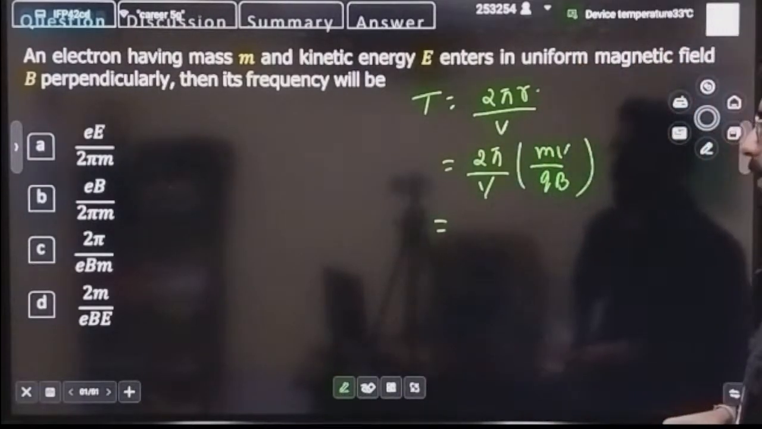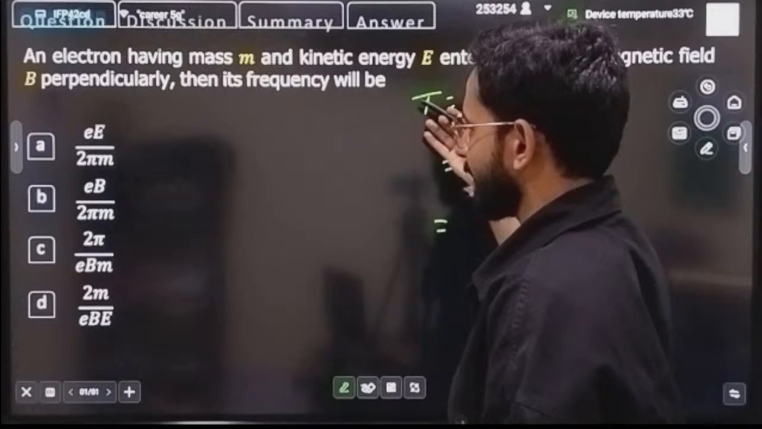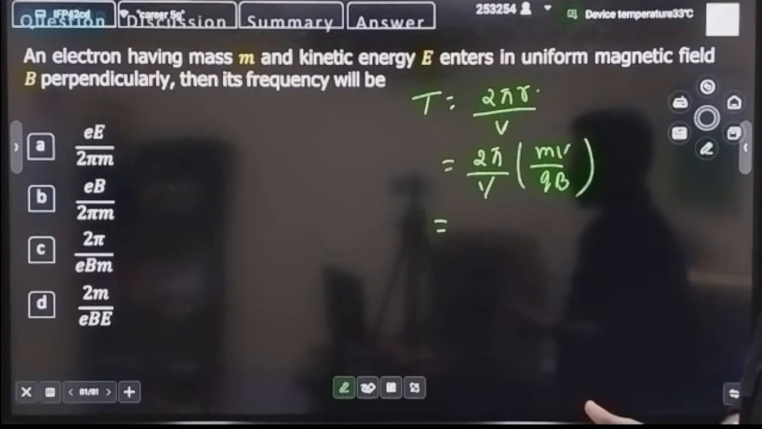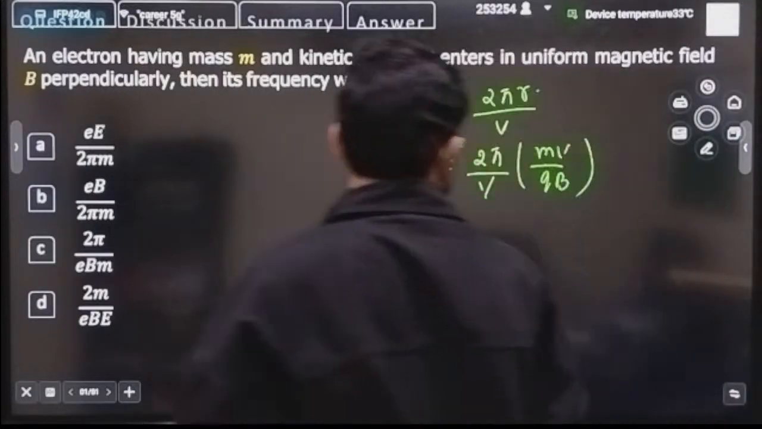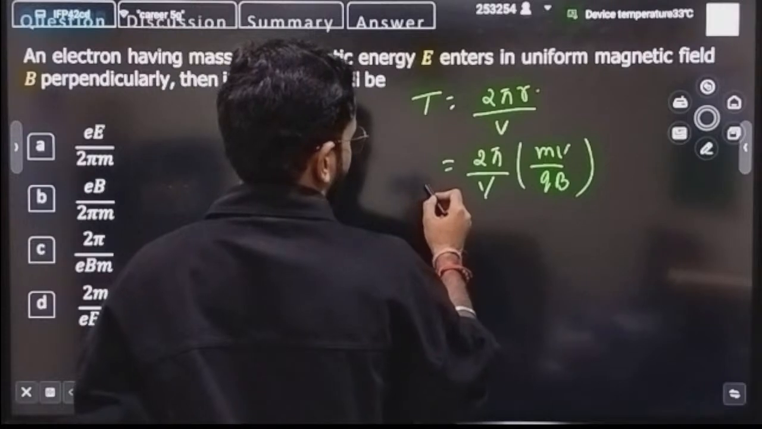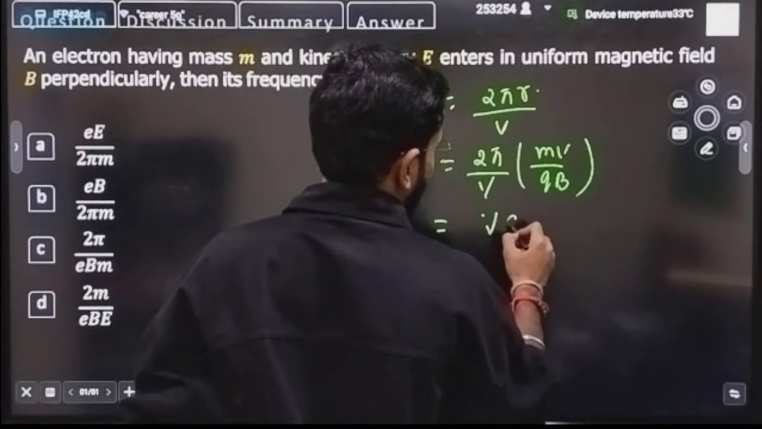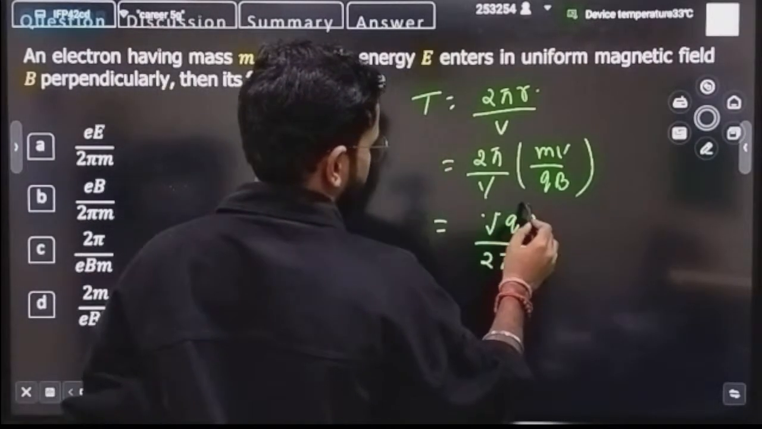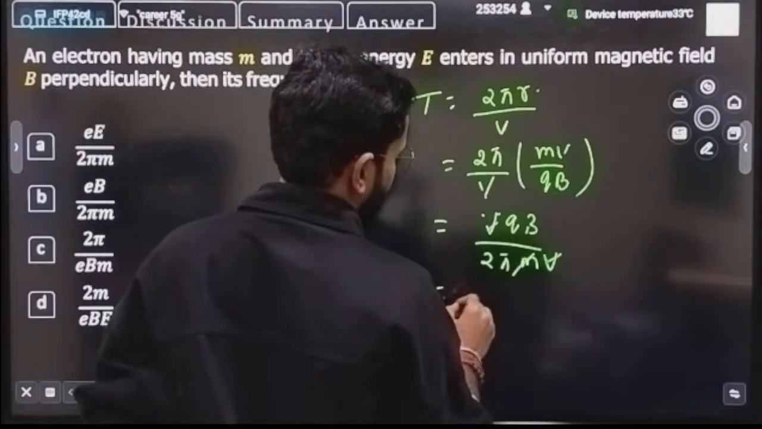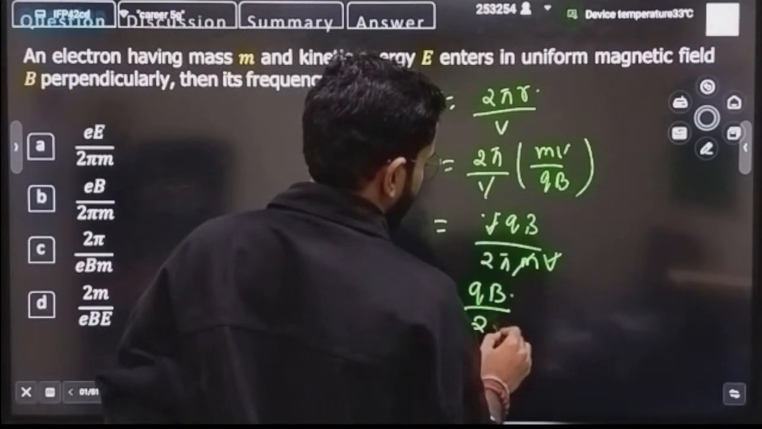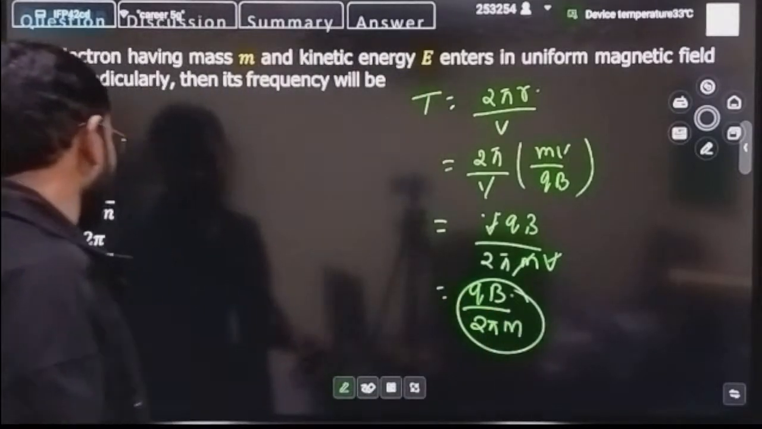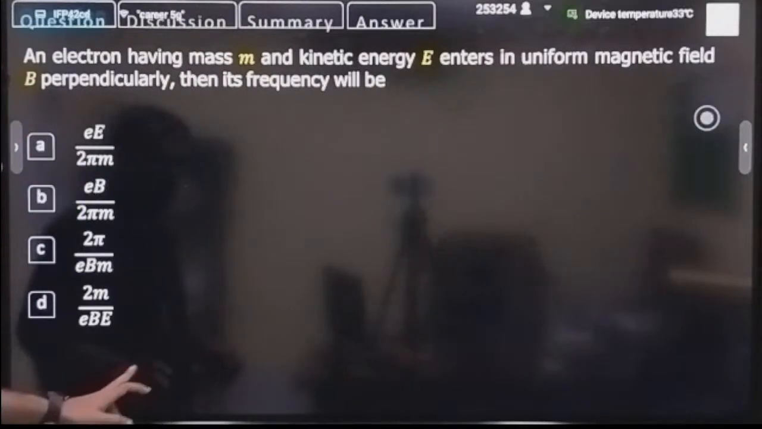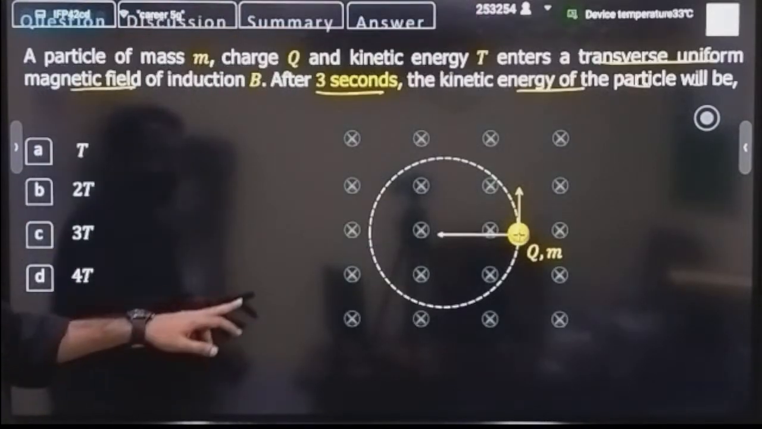Correct? So if you have to write its frequency, what do you have to do? You have to just take the reciprocal of this and then check in what terms the answers are given. Just check from there and you will have your answer. Frequency, if you have to calculate, just take this reciprocal. What you'll get is v into qB divided by 2 pi into mv. If I cancel the velocity, what remains is qB divided by 2 pi m, and q can be substituted as eB, giving eB divided by 2 pi m. That means which option is correct? B option is correct. Is it clear?